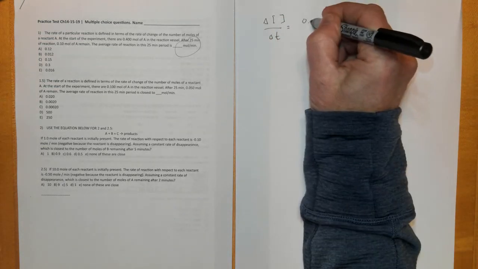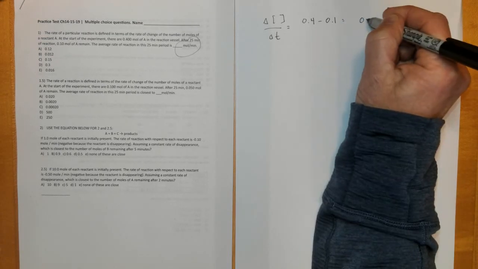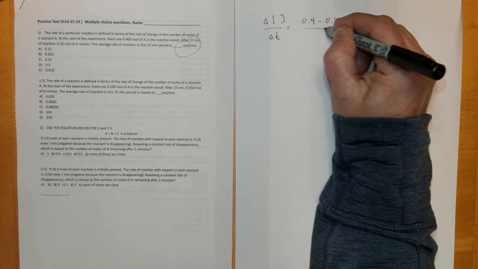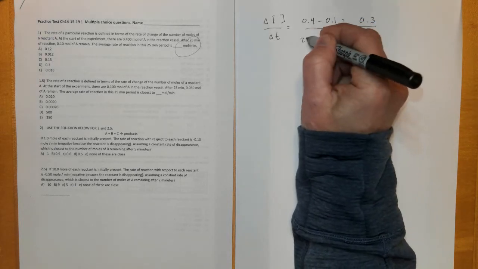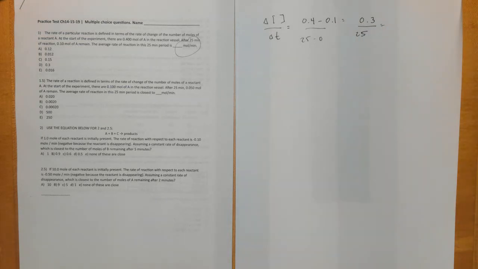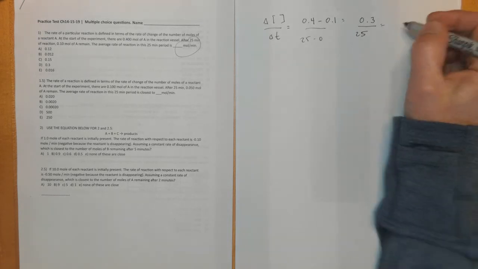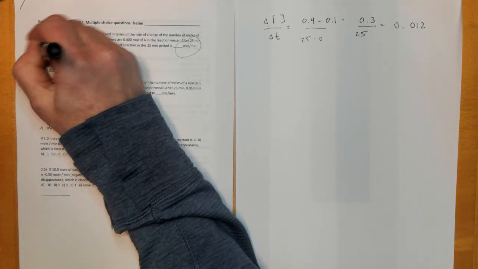We start with 0.4, we end with 0.1, so that would be 0.3 over that period of time. And the period of time is 25 minus 0, or 25 minutes. 0.3 divided by 25 ends up being 0.012, which is letter B.